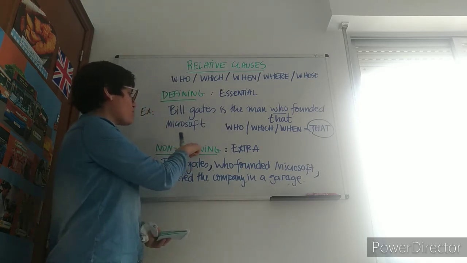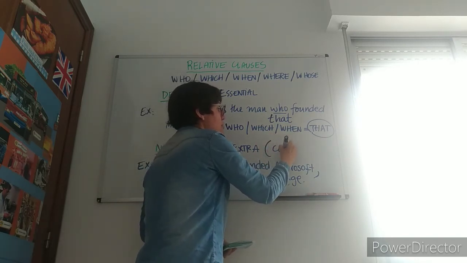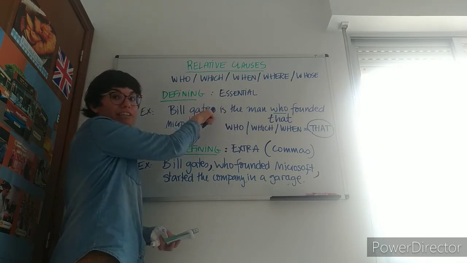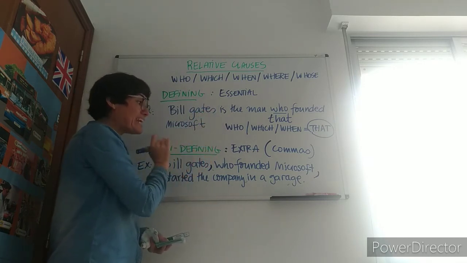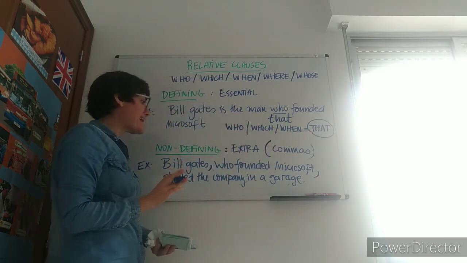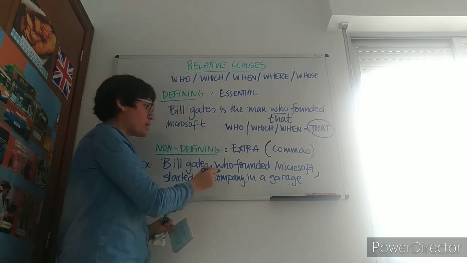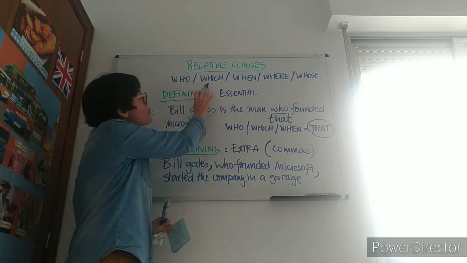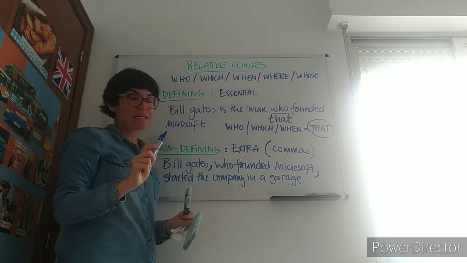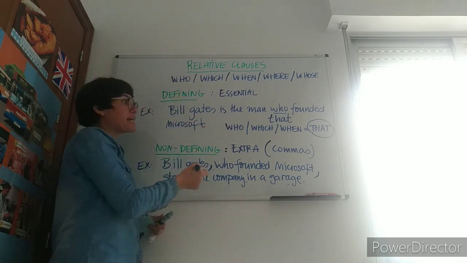So in non-defining relative clauses, as it is extra information, we need commas, not in the defining clause, okay? And here we cannot replace this by that. You cannot say Bill Gates that founded Microsoft started the company, no. So in the non-defining relative clauses we use who, which, when, where or whose, but not that, okay? So this is the main difference between defining and non-defining relative clauses.